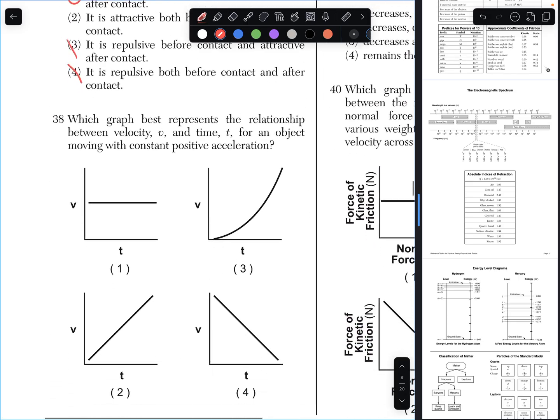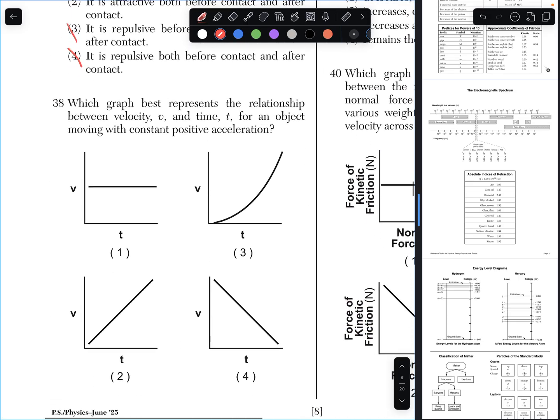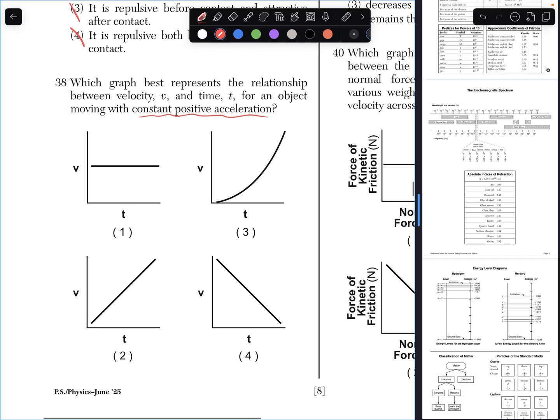Okay, which graph best represents the relationship between velocity and time for an object moving with a constant positive acceleration? If it's constant positive acceleration, then the velocity would increase linearly. So the answer to number 38 is choice 2.